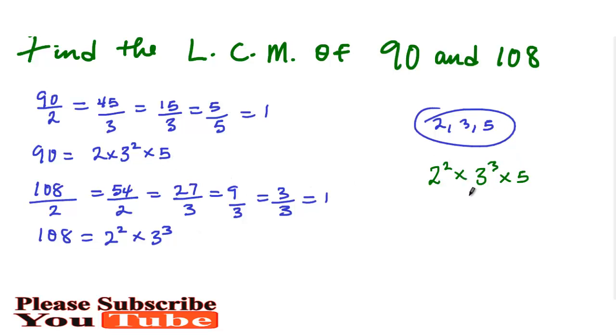2 raised to power 2 is 4. Then 3 raised to power 3 is 27, times 5. So 4 times 27, then times 5. That will give us 540. So basically the LCM of these two numbers is 540.